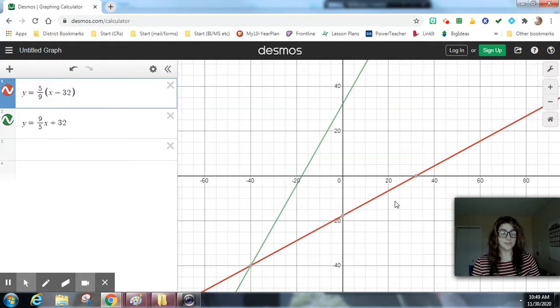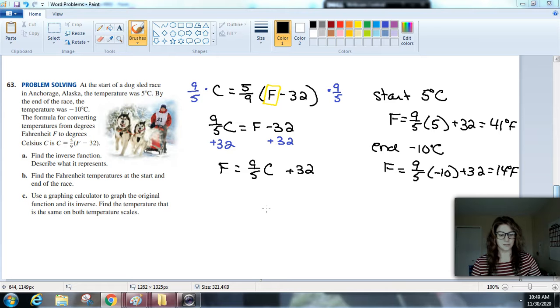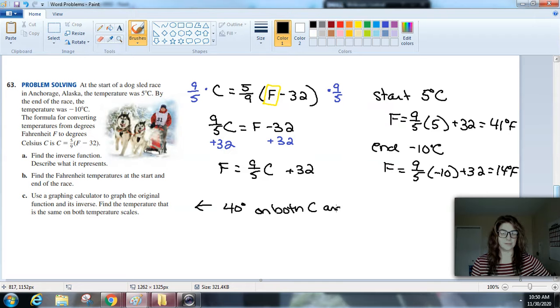Here's the two graphs. And if we're looking to see where they're the same, we're looking to see where they cross. And I had to zoom out a bit, but they do cross down here. And if I click on it, there they are, identical. Negative 40 degrees Celsius and negative 40 degrees Fahrenheit is where they do share. So that would be the answer to the solution for part C. The temperature that's the same is negative 40 degrees on both Celsius and Fahrenheit. Okay, so again, with your word problems, just remember, do not swap your letters, just solve for the other variable in the equation.